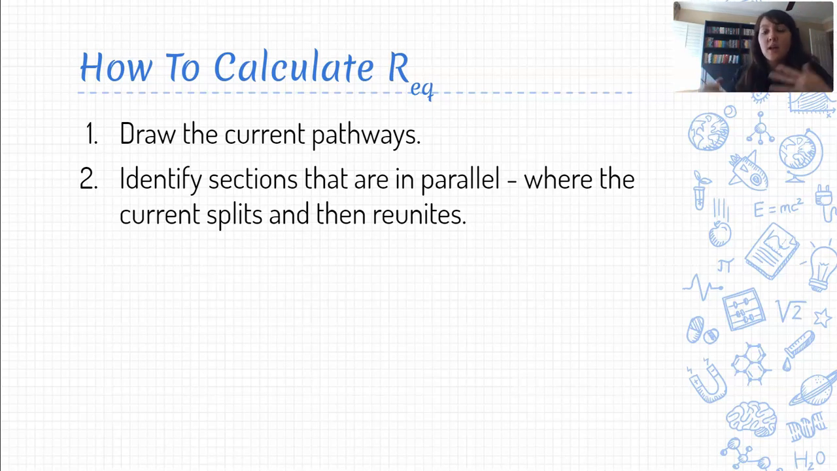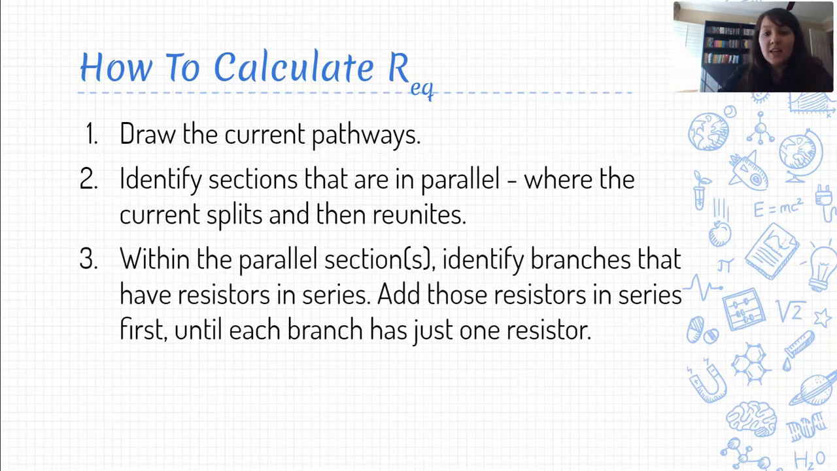Once you've done that, zero in on one parallel section at a time and look at the different branches that current can take between those two junctions where the current splits and then comes back together, and make sure that each of those branches only has one resistor on it. If any of those branches has multiple resistors in series, go ahead and add those in series first, because that's easy. You just add those two resistances together and voila, you can replace it with just a single resistor.